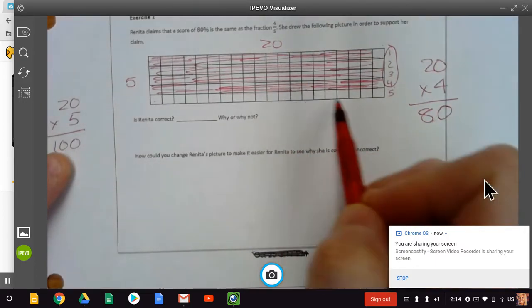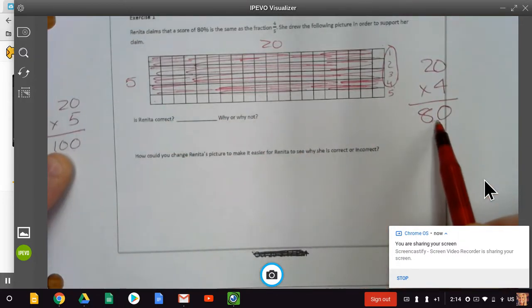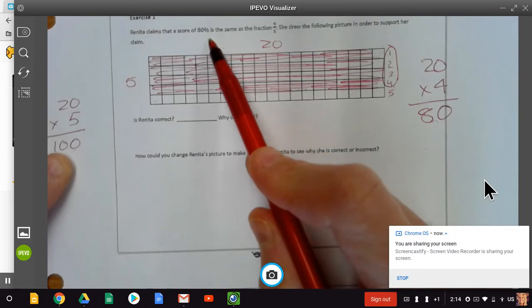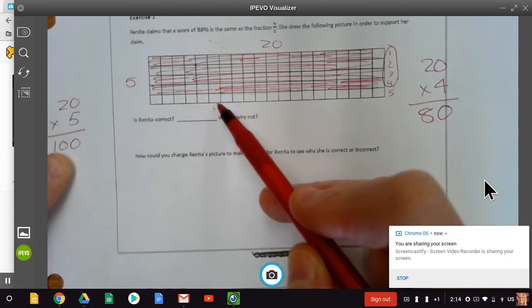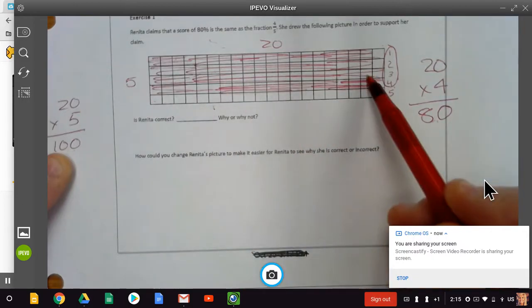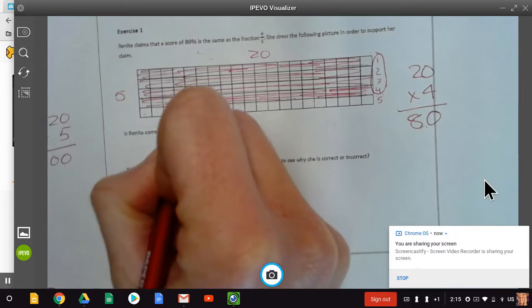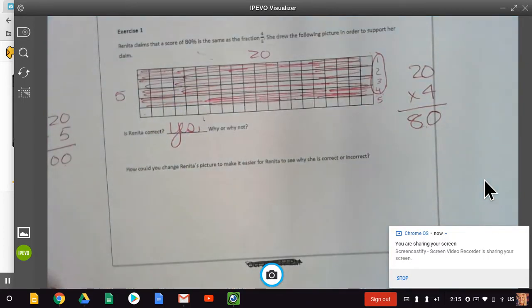If I have a total number of 100 boxes in this whole chart, and 80 of them are colored, would that mean that that's 80%? And is Renita correct then? 4/5, 1, 2, 3, 4 rows out of 5 is equal to 80%. And the answer is yes. And it says why or why not.